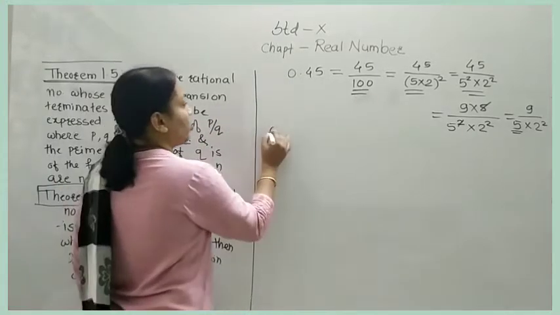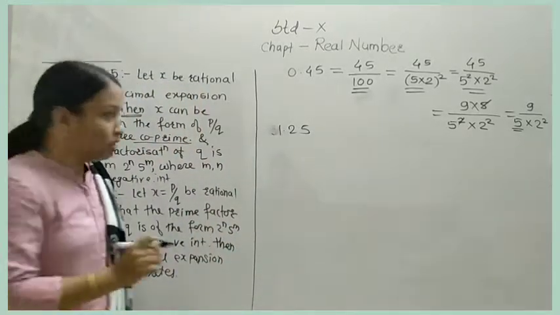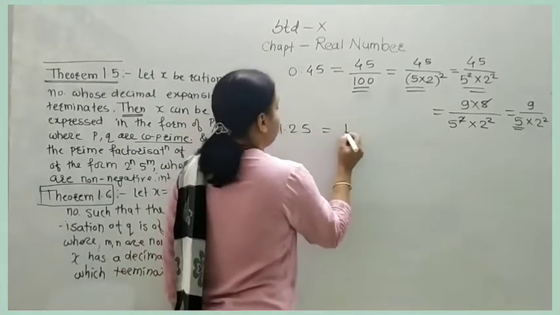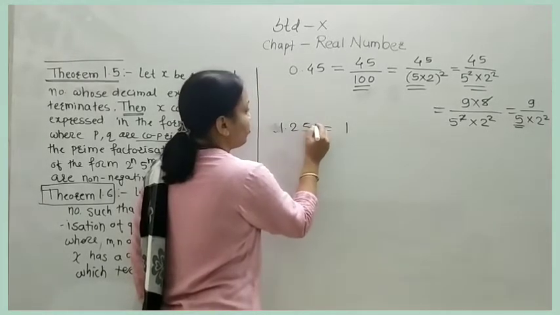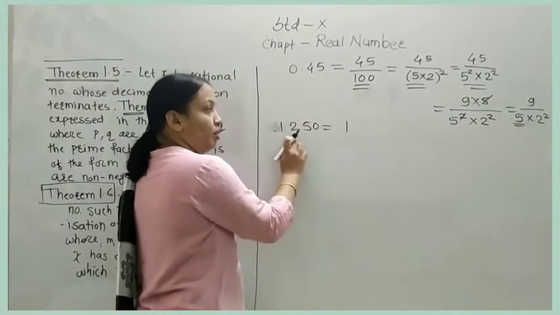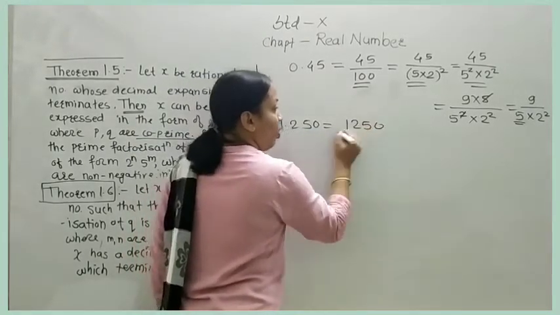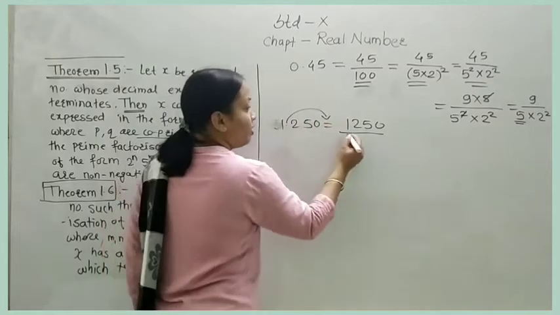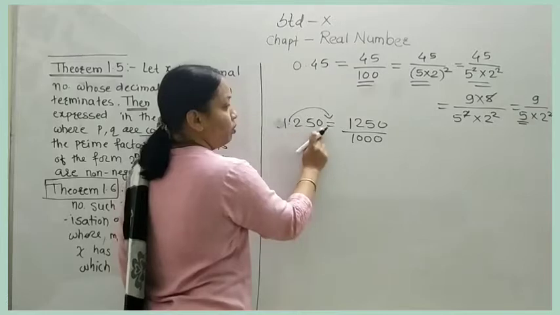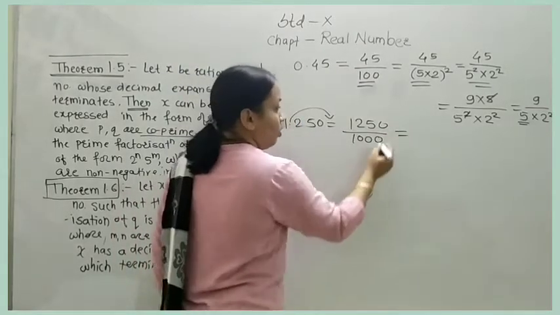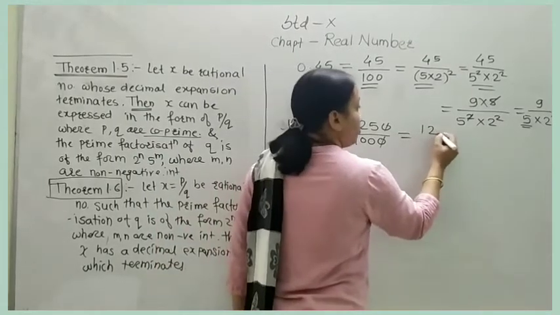Another example you can take. Suppose this is 1.25. It is a terminating decimal expansion. Now I can take 3 digits, suppose. These are the 3 digits 1, 2, 5, so I can write 1250 over 1000. How many decimal places you move forward, that many zeros. You learned this already. Now this 0 gets cancelled, sorry, now it is 125.